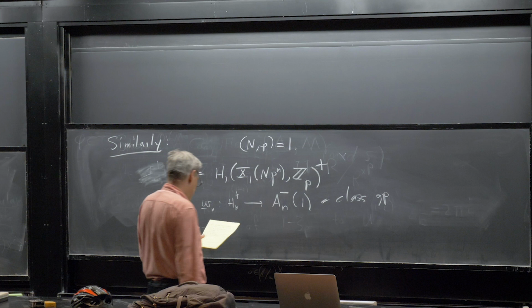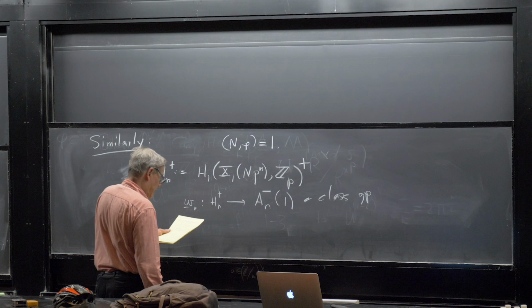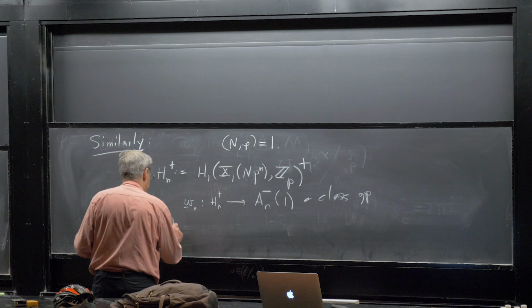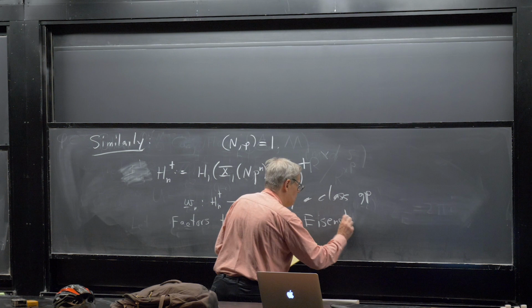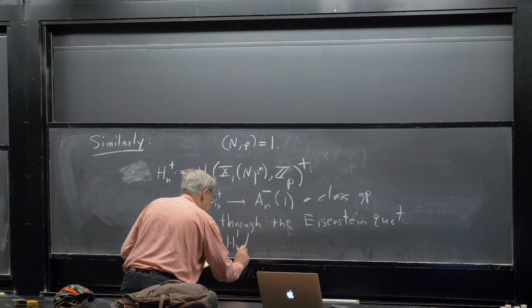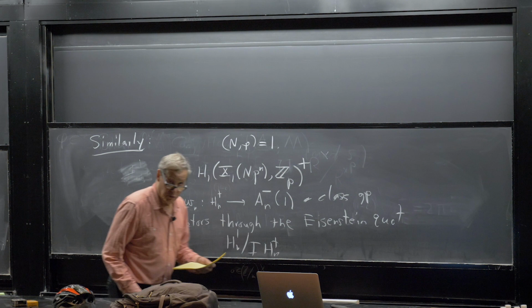And so it's a map that's defined not so differently from this. So he calls this, but then he says this factors through the Eisenstein quotient, so Hn plus modulo an Eisenstein ideal I, where the I is what you think it is. Okay, it's a little complicated, but I'm going to write it down. I is an Eisenstein ideal.